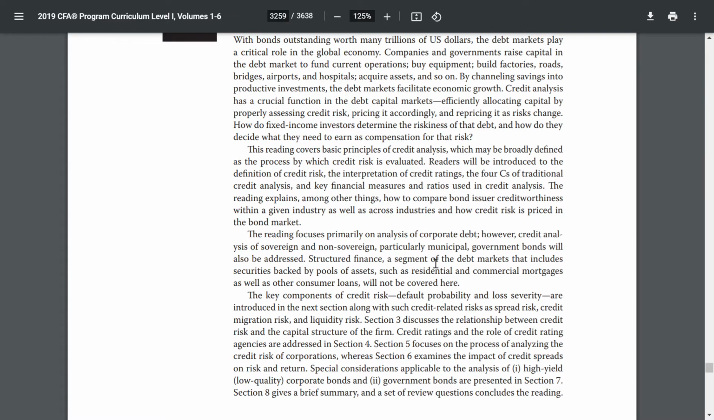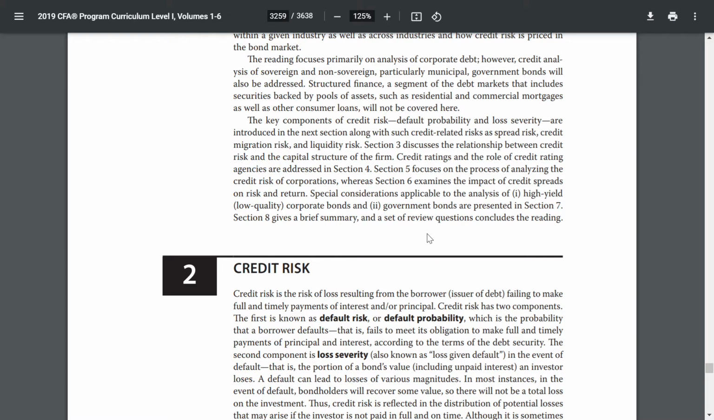The key components of credit risk, default probability and loss severity, are introduced in the next section, along with such credit-related risks as spread risk. Okay, credit risk.